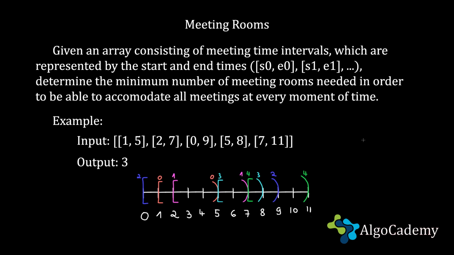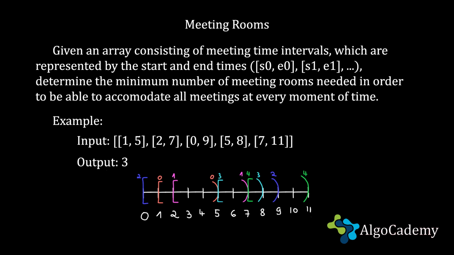Alright, welcome again to the meeting rooms problem, but this time we are going to discuss a beautiful approach which we will find and use a lot on future problems, and it's called sweep line. So, again, remember the problem: we are given an array of meeting time intervals represented by the start and end times, and we have to determine the minimum number of meeting rooms needed in order to accommodate all the meetings at every moment of time.